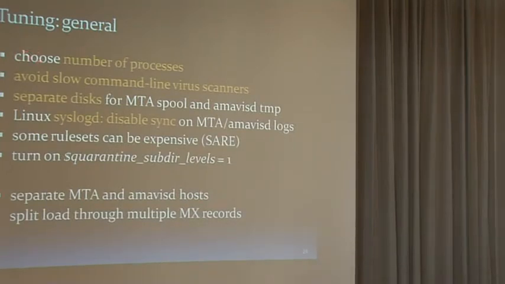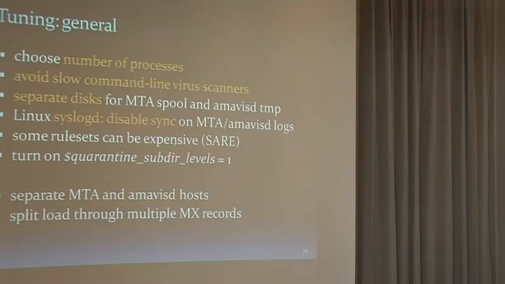So the main tuning knob is the number of processors. Avoid slow command line virus checking, and the rest is rather the usual sysadmin stuff, like running separate disks for MTA spool directory and for Amavisd temporary. In Linux, it used to be necessary to disable syncing on logs. I don't think this is still true for the newer versions by default.